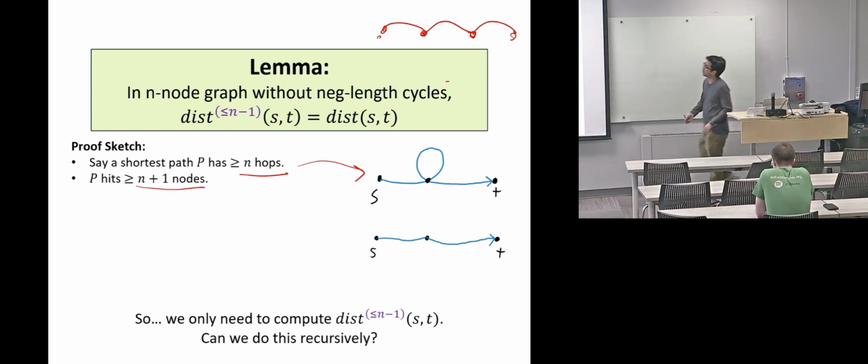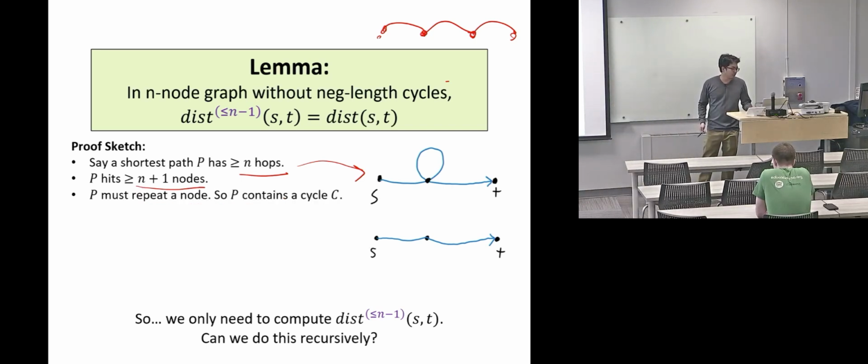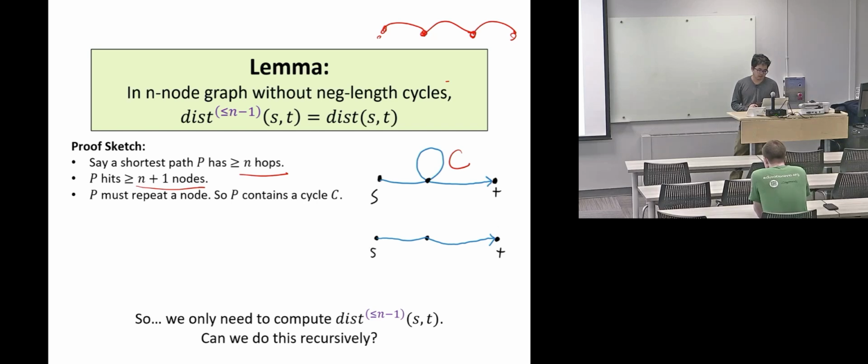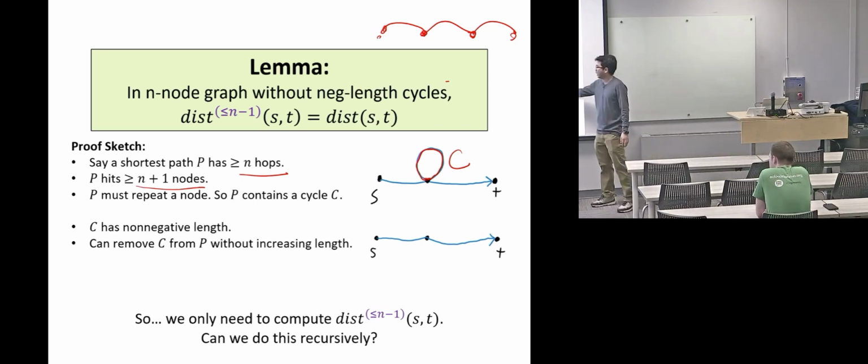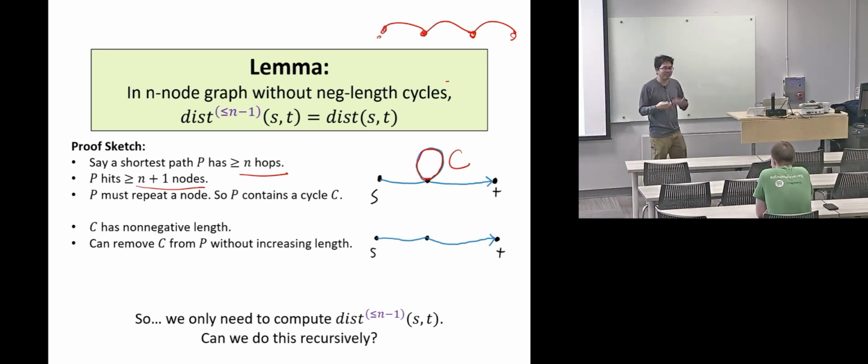If this happens, then what? By the pigeonhole principle, you must hit some node twice, so it must contain a cycle like this. But this cycle is not negative, so you could just remove it, and it will not increase your length. Now you reduce the number of hops. You can keep reducing the number of hops until it's at most n-1.